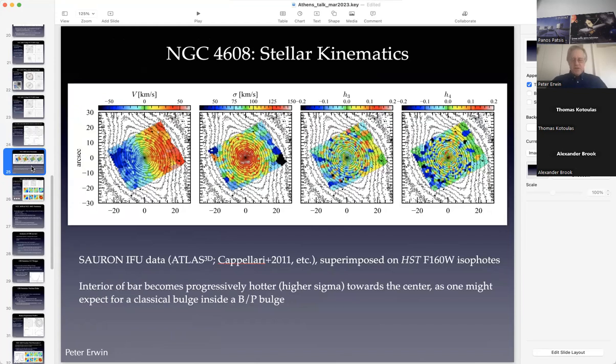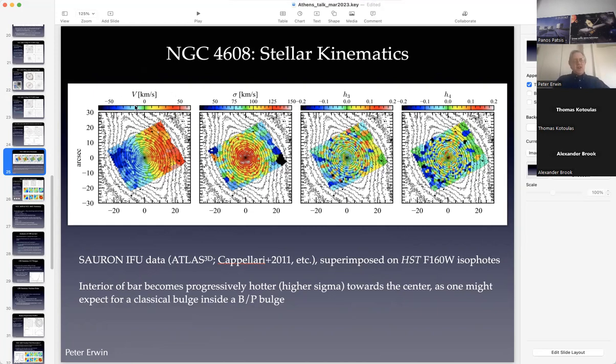I would love to show you the MUSE data for NGC 4608 because we just got some 2 nights ago, in fact. It was observed with the VLT. Unfortunately, that means that it hasn't been reduced yet, so I can't show you that data. However, this was observed with SAURON as part of the Atlas 3D survey, so I can show you that data, which is pretty good for these purposes. So here's the central region of NGC 4608, showing the inner part of the bar, and overlaid on that are the velocity fields from Atlas 3D.